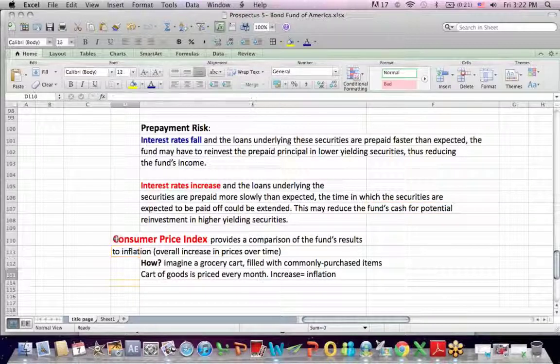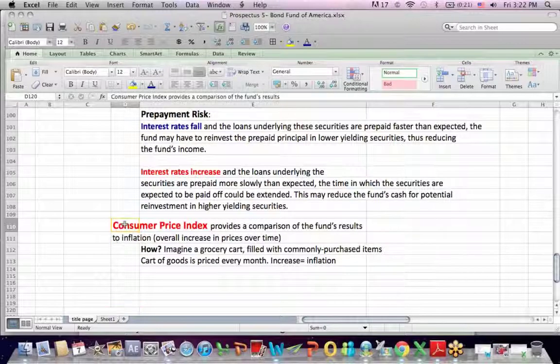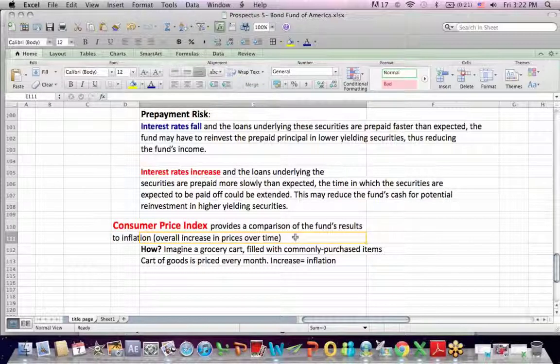And finally, there's inflation risk, and I included this little blurb on Consumer Price Index. Consumer Price Index measures inflation, which is defined generally as the overall increase in prices over time. And if you can imagine a grocery cart filled with commonly purchased items, eggs, bread, butter, and that grocery cart of goods is repriced every month. And as the price of that grocery cart goes up in total, that's how we measure inflation. Consumer Price Index.